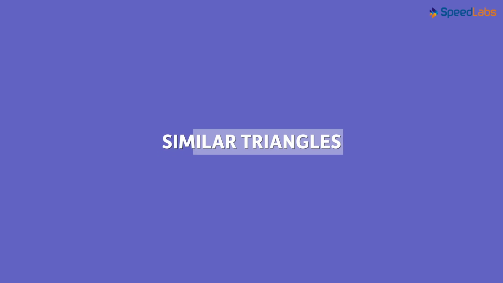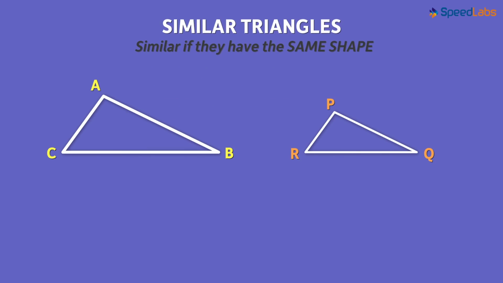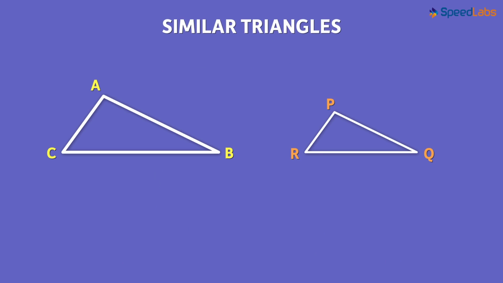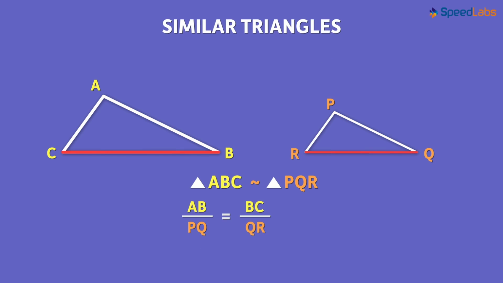In simple language, triangles are said to be similar if they have the same shape. For instance, these two triangles are similar since they have the same shape. This triangle is just a scaled down version of this. These two are also similar triangles. What's so special about similar triangles? When two triangles are similar, then the ratios of their corresponding sides are equal. For instance, here triangle ABC and triangle PQR are similar, so AB over PQ is equal to BC over QR is equal to AC over PR. And this fact is going to help us derive the mirror equation.